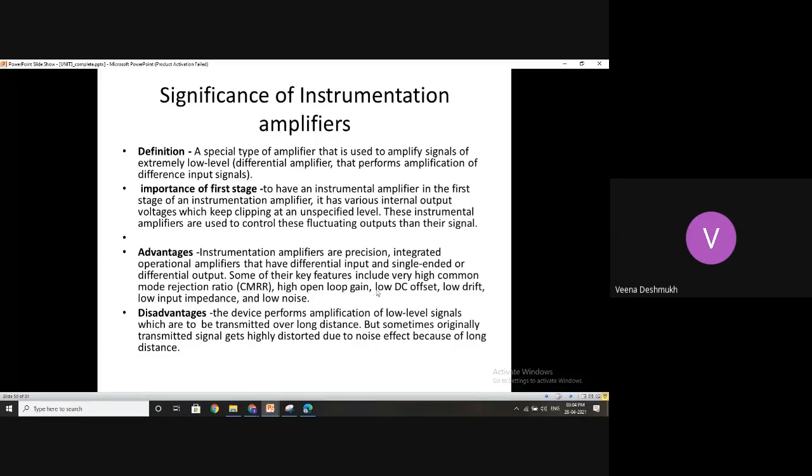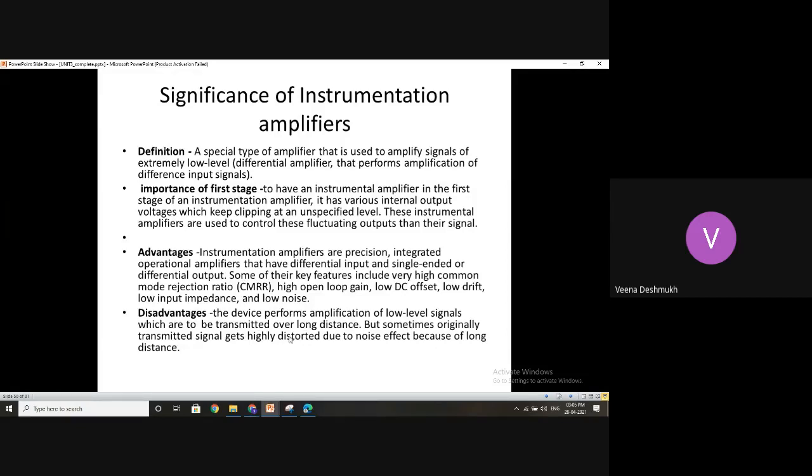Some of their key features include very high common mode rejection ratio. This is applicable to any op-amp. High open loop gain. Again, it is applicable to any op-amp circuit. Low DC shift, especially in the case of these instrumentation amplifiers. This DC shift or DC offset is minimized by the configuration itself. This we will see in the next slide.